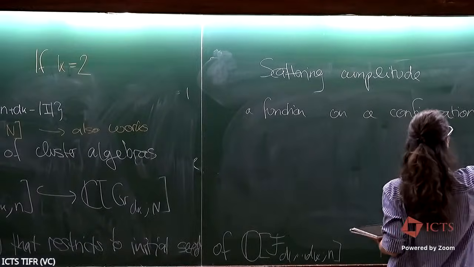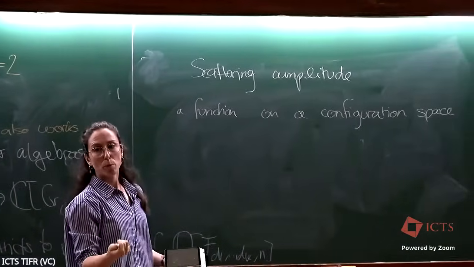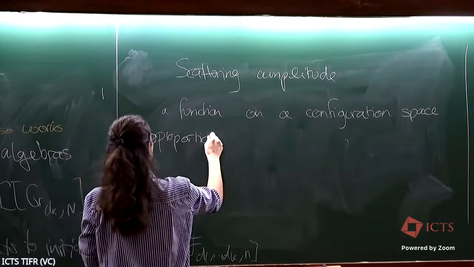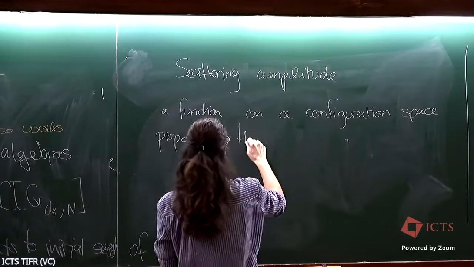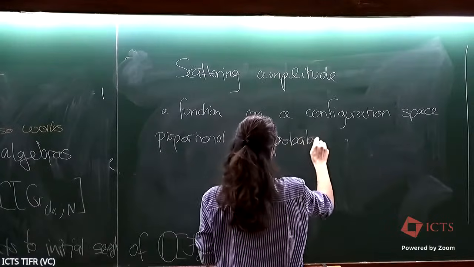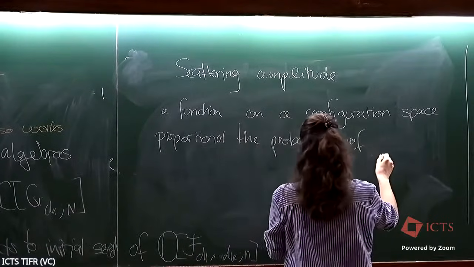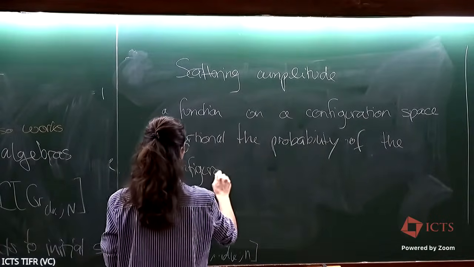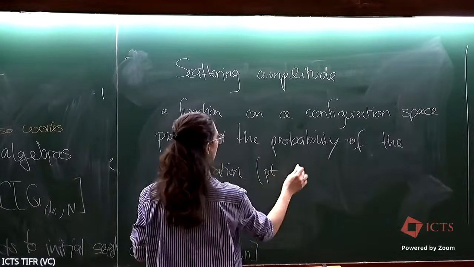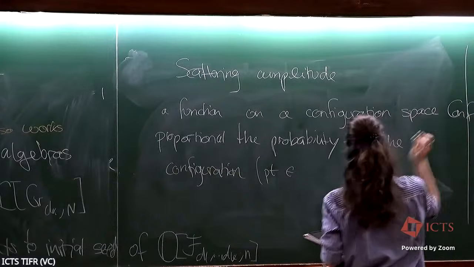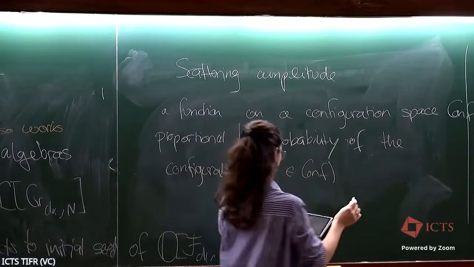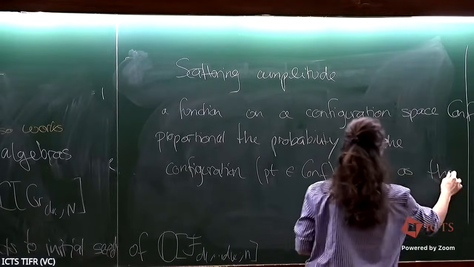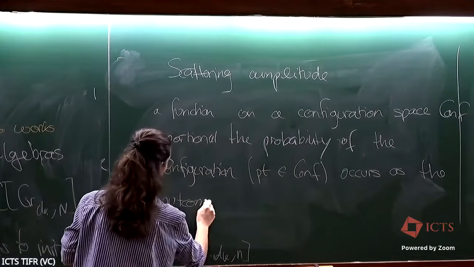So a configuration space is a space where a point corresponds to a particle configuration. And this function is proportional to the probability that the configuration, so this is a point in my configuration space, occurs as the outcome of the scattering process.